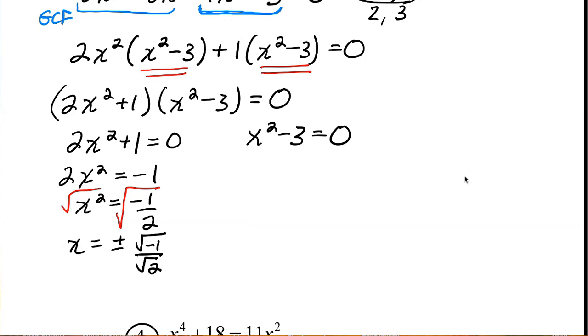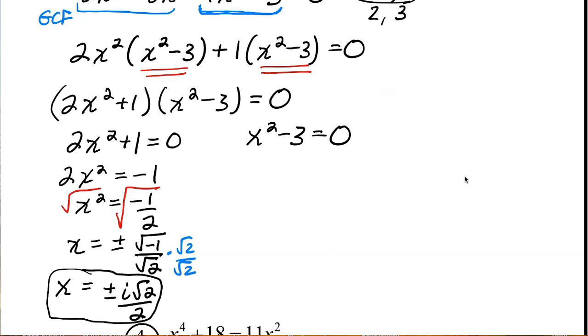That's pretty close to a good answer, but notice we have a square root of a negative 1, so we can pull out an i, and we also have to rationalize the denominator. To rationalize the denominator, you might remember you multiply the top and bottom by that square root 2. So it looks like our answer would be plus minus i root 2 all over 2. So that's one of our answers. Well, there's actually 2 answers there, the plus and the minus.